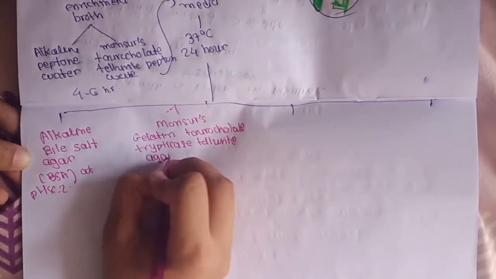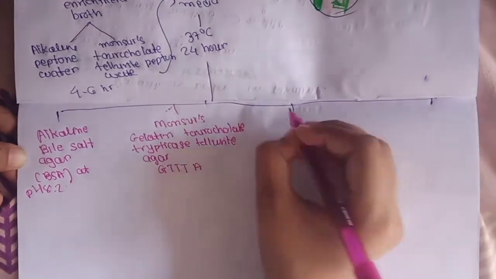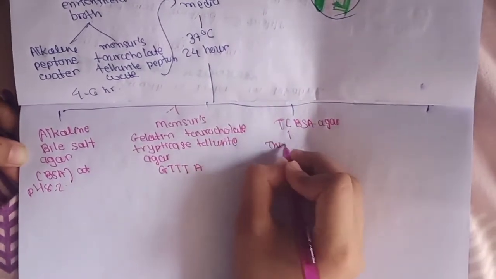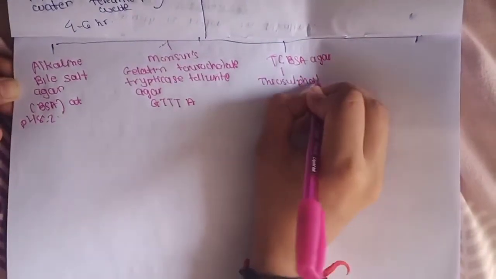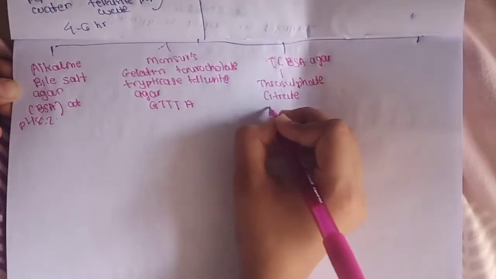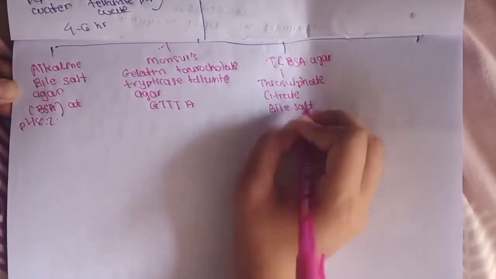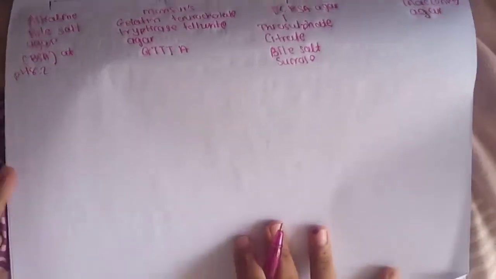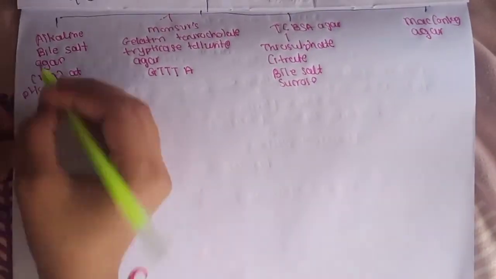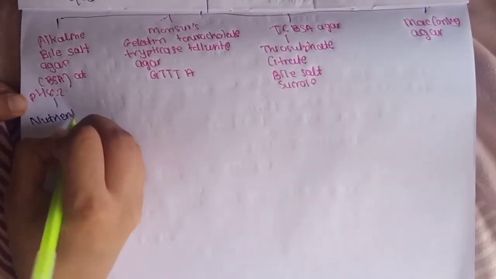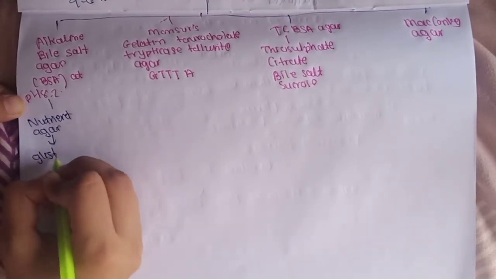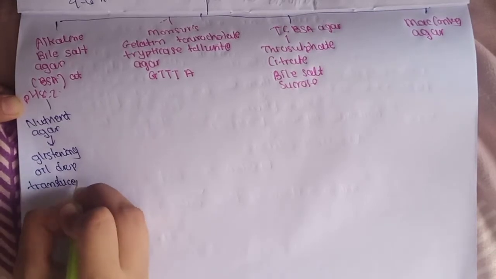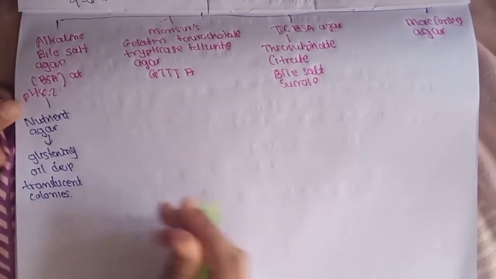Monsour's gelatin taurocholate trypticase tellurite agar, GTT agar. Third is TCBS agar, as it contains thiosulfate, citrate, bile salt, and sucrose. Last selective media is MacConkey agar. Alkaline bile salt agar is quite similar to nutrient agar, as it will show the glistening oil drop and translucent colony on this agar.